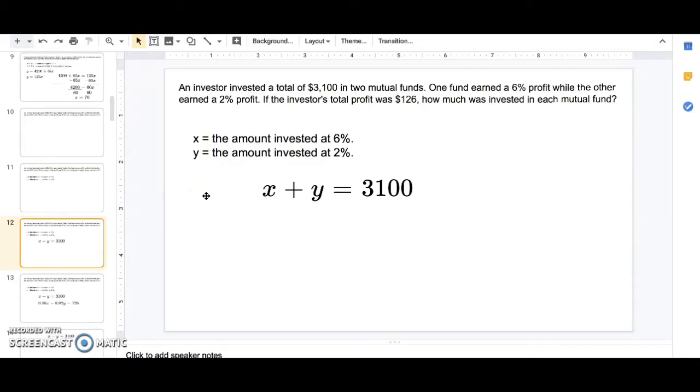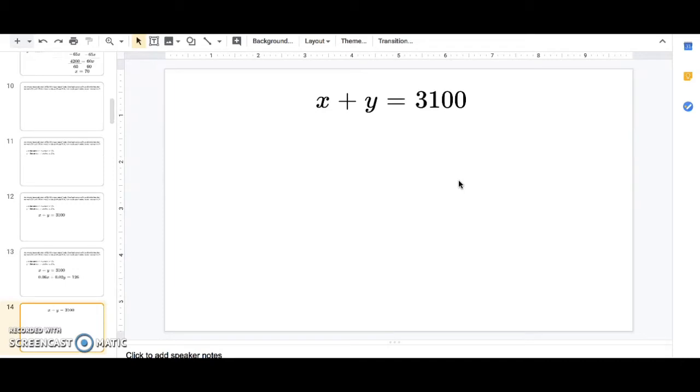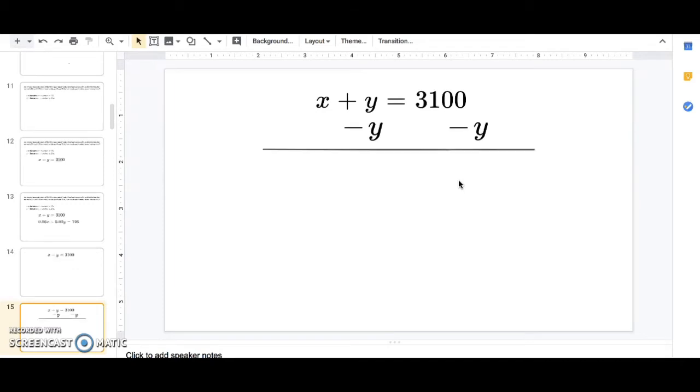Now for my second equation, we have a profit of $126. It earns 6% for X and 2% for Y. Turning the percents into decimals, I move the decimal point to the left two places, so I'll have 0.06 for 6% and 0.02 for 2%. So 0.06x plus 0.02y equals 126, since that's our profit. But now we go ahead and solve the system. So I'm going to solve by substitution, and I'm going to solve for x.